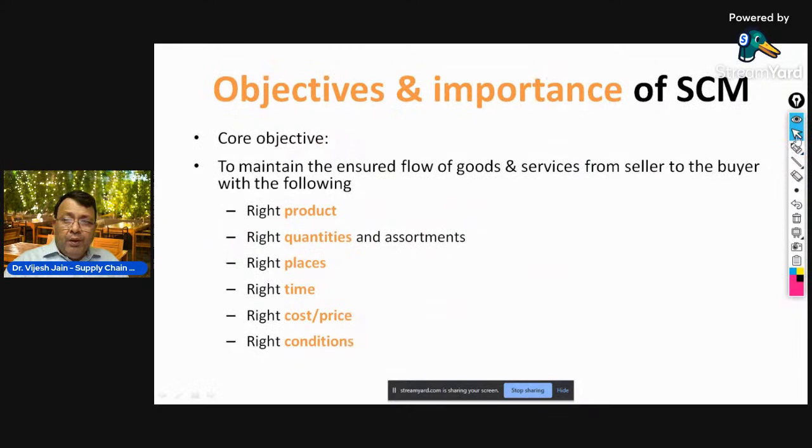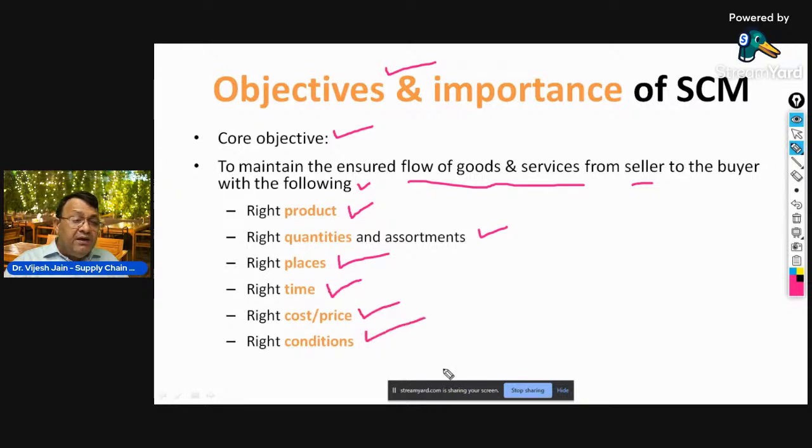Now, if we talk about the objectives and importance of international supply chain management and international logistics, the core objective, in contemporary thinking, is to maintain the ensured and smooth flow of goods and services from the origin, that is the seller, to the buyer with the following: the right product, right quantities and assortments, right places, right time, right cost and price, right condition.